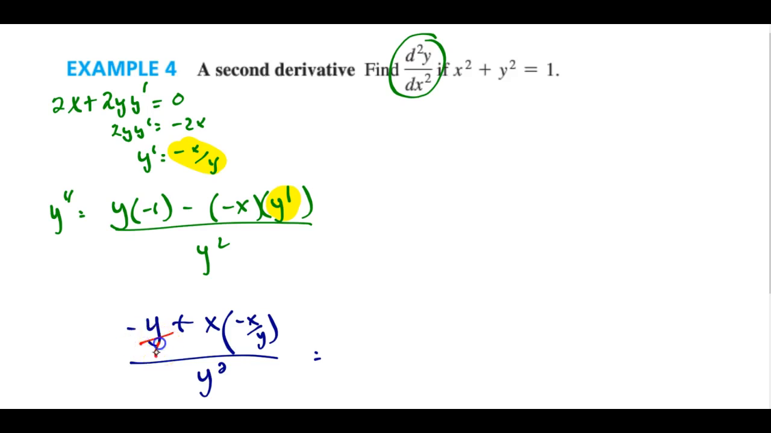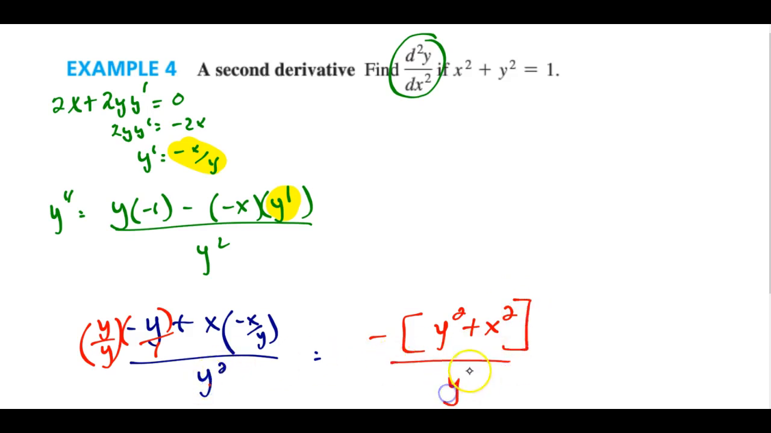I'm wondering if I could get a common denominator and simplify this a little bit more. So I'm going to multiply by y over y and end up with, well, since they're both negatives, I pull a negative out and make it y squared plus x squared, all divided by y, but it's also divided by y squared, so I have a total of y cubed. Did you know that?